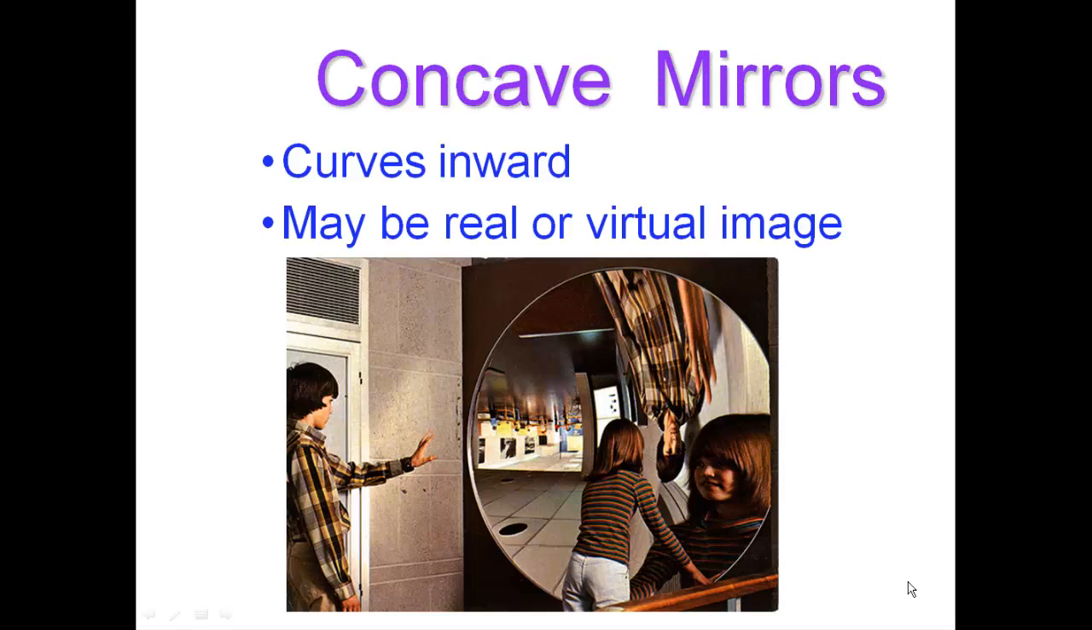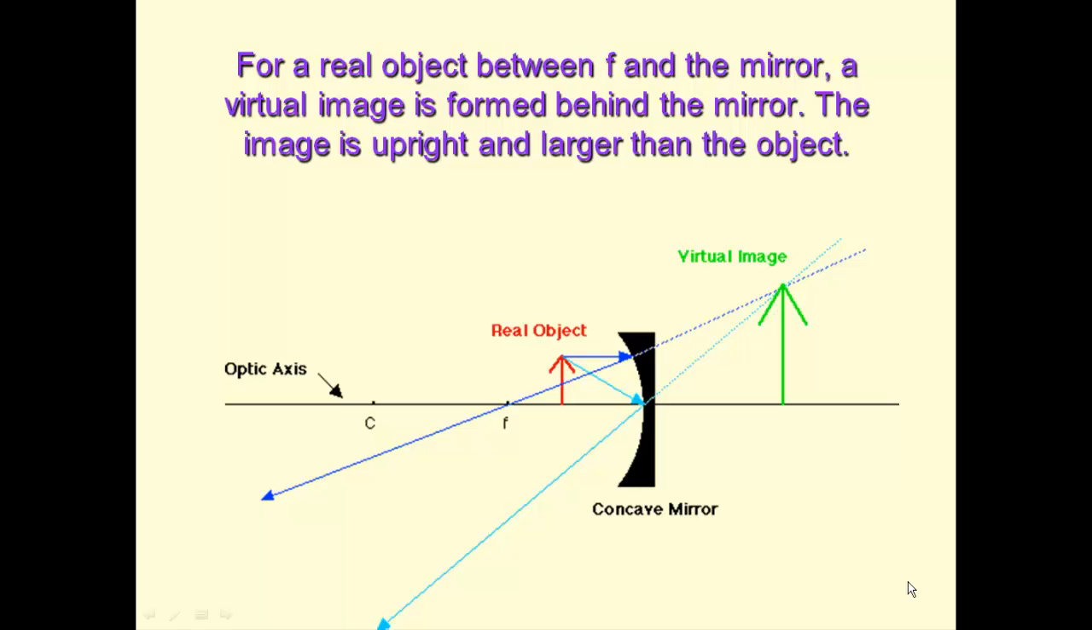A concave mirror is going to curve inward. It caves in, and depending on where you put the object, it will make either a real or a virtual image. So for a real object between the focal point and the mirror, the virtual image is going to form behind the mirror, and the image is upright and larger than the object. And here it shows you some rays that you can follow through.